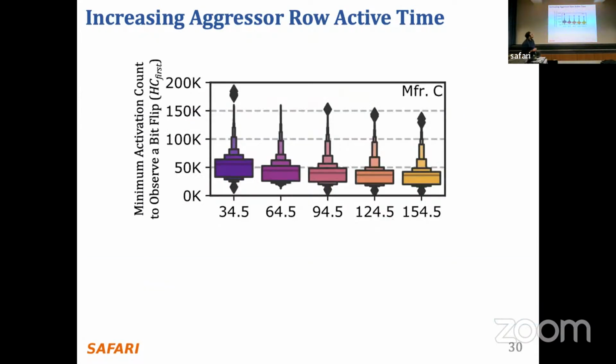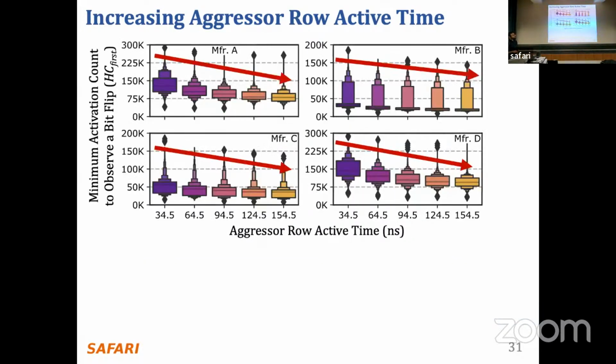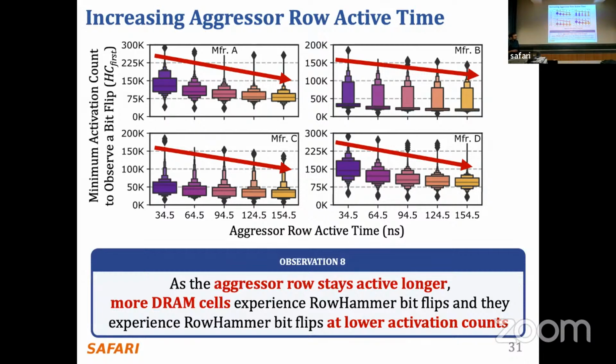Here we look at the minimum activation count to observe a bit flip, or the RowHammer threshold, HC first. Again, on the x-axis, we increase the aggressor row's active time. Maybe it's not very clear when you look at these fat boxes, but if you look at the whole picture, you see a decreasing trend. We conclude that fewer activations are required to cause RowHammer bit flips when aggressor rows stay active for a longer time. This observation also holds for chips across all 4 manufacturers. So as the aggressor row stays active longer, more DRAM cells experience RowHammer bit flips, and they do so at lower activation counts, meaning that RowHammer vulnerability simply increases.